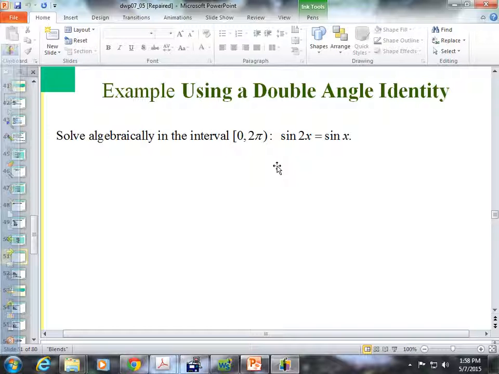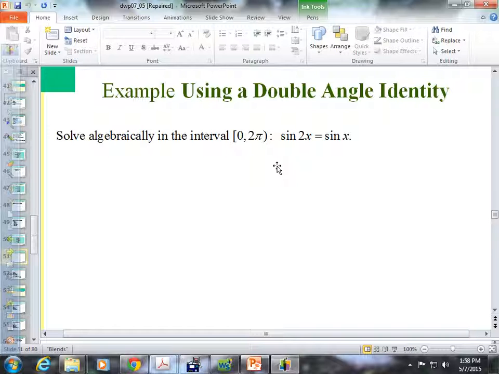I mean, we've got the same trig functions. That's always a plus for us, right? We want to try to have the same trig functions. We've got different angles, right? I have the sine of 2x along with the sine of x. We can't solve equations like this.